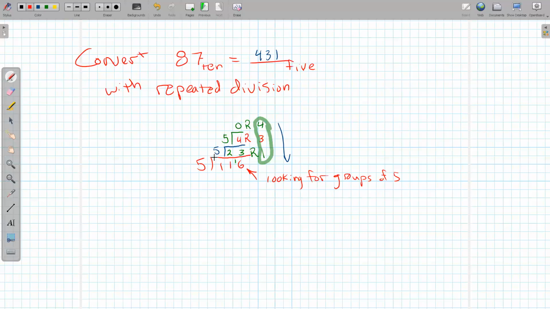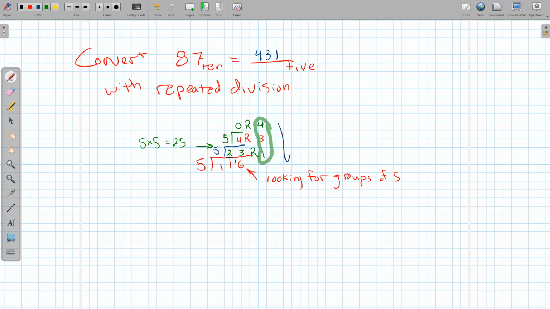In those groups of 5, I'm looking for more groups of 5. If you have a bunch of groups of 5 and you're trying to repackage those as 5, 5 groups of 5 gives you 25. So this next stage, when I look for groups of 5 again, means I'm looking for 5 groups of 5, or I'm counting up 25s. And I found that there were 4 25s there. Anything left over are your 5s. Anything left over here are your 1s.